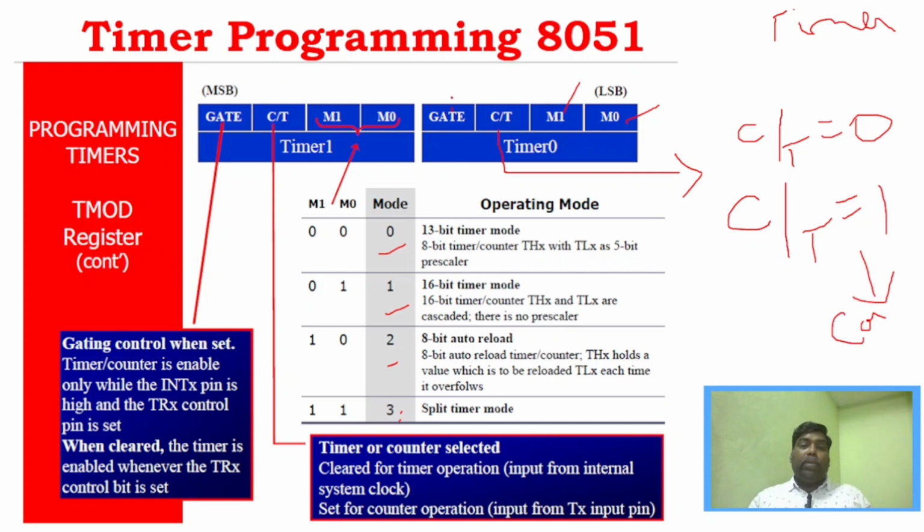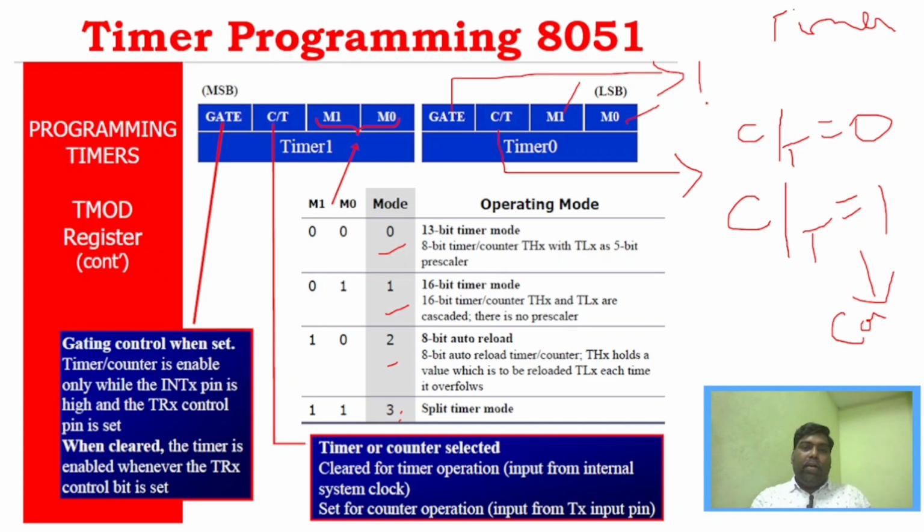And you know what is the operation of gate, right? Whenever we use an external clock pulse, we have this gate, right? And for counter operation, this gate will be 1, right? And it will be cleared for timer operation, it will be 0, correct? All these things we have already seen, right?